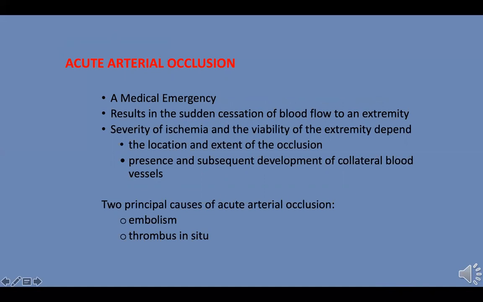Acute arterial occlusion is a medical emergency. Urgent or emergent reperfusion is very important. This results in the sudden cessation of blood flow to an extremity. The severity of ischemia and the viability of the extremity depend on the location and extent of the occlusion, and the presence and subsequent development of collateral blood flow. Two principal causes of acute arterial occlusion are embolism and thrombosis in situ.